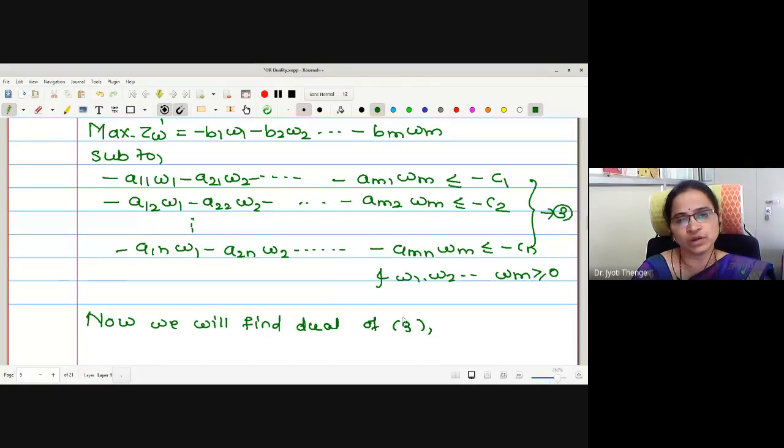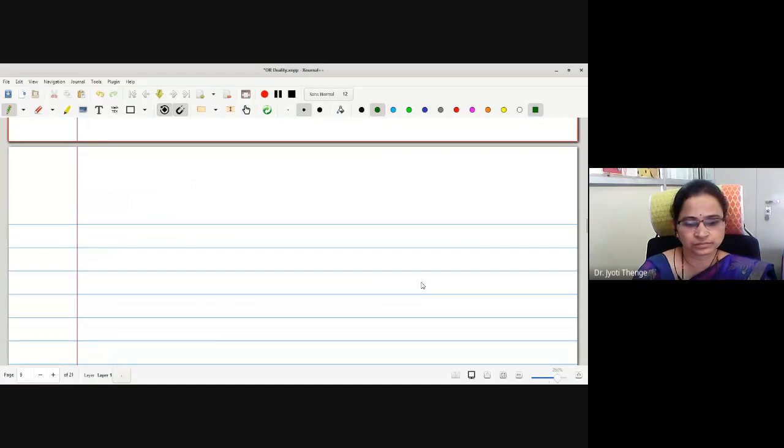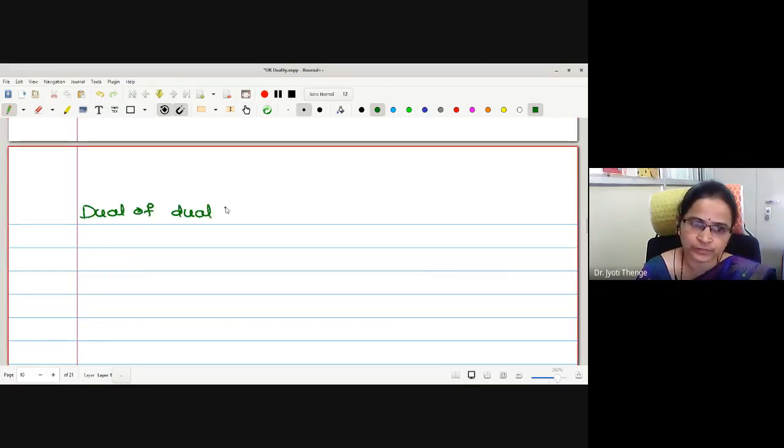Now what's the dual of this 3? Minimize, with new variables, and let me use some v variables. Minimize Zv dash equals minus c1 minus c2. Correct? If you are having a problem at any stage, you can tell me. First, shall I give the heading now? Dual of dual. Correct?